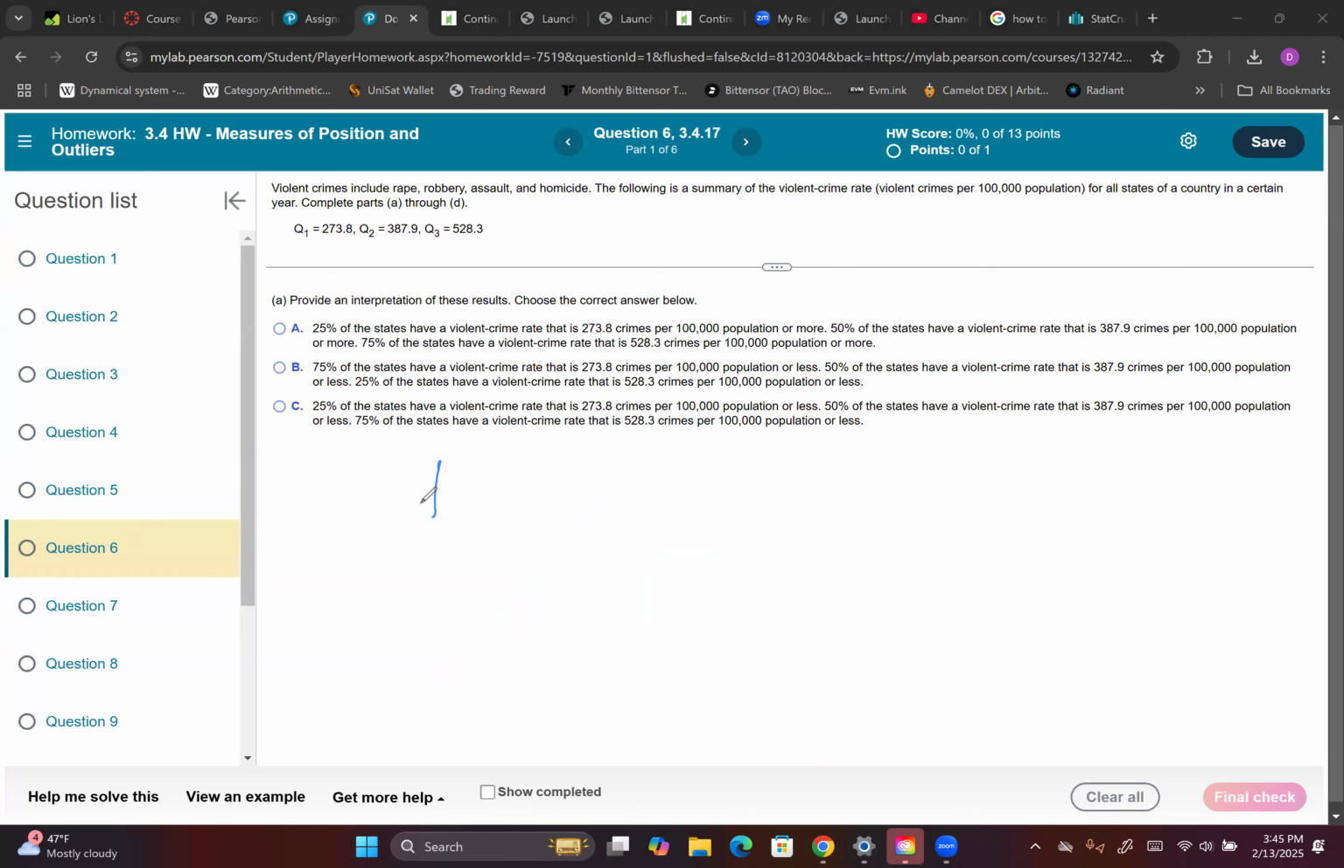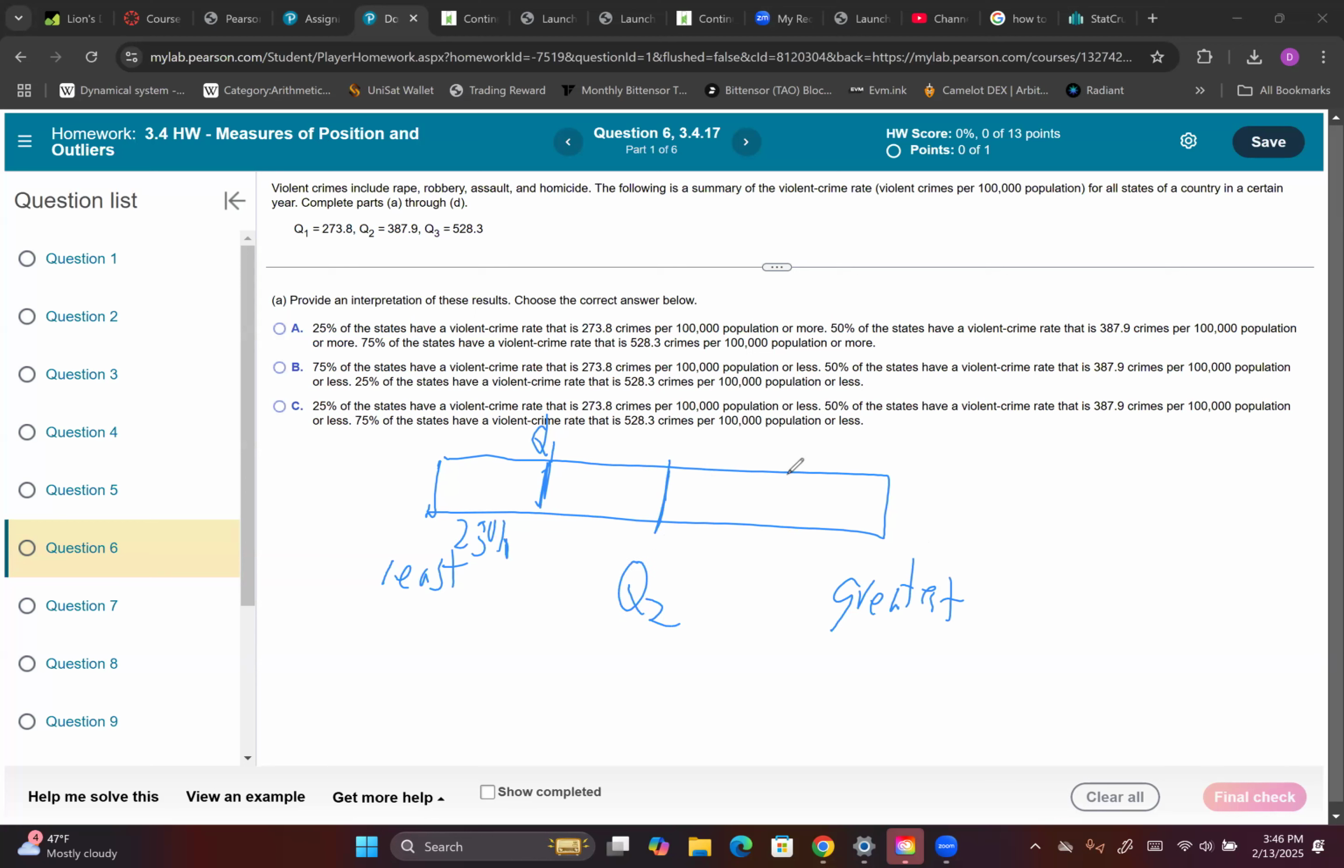So Q1 means this, right? So we have our whole thing of data. It's ordered least to greatest. Okay. So the first 25% of the data up to this point called Q1 is right there. Then we have Q2, which is the median. Then we have Q3, which is that. Okay, so let's talk about this.